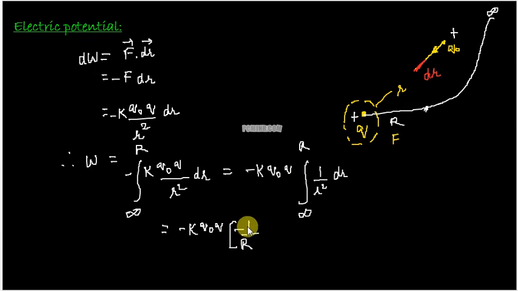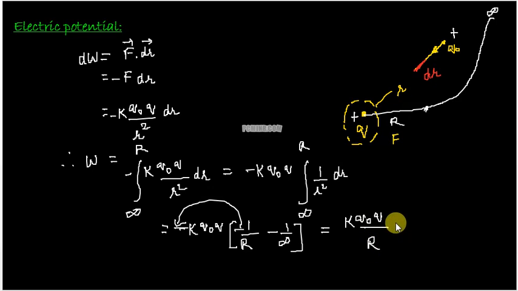So I can take this negative sign out to cancel this. So I have 1 by R minus 1 by infinity. The negative sign is gone. So we have k Q naught Q upon R, as 1 by infinity is 0. So I finally get that work done is equal to Q naught Q upon 4 pi epsilon naught R. Now that's the expression for the work done.